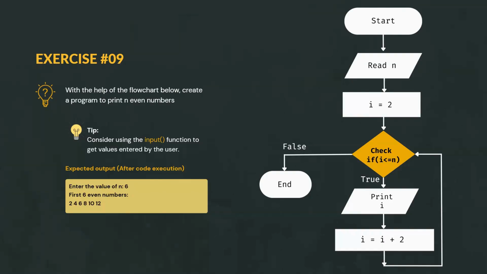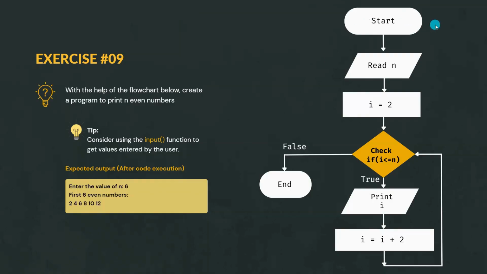Today's exercise is super exciting because we are going to print the first n even numbers. If you have just started coding, this is a perfect way to understand loops and how Python can generate sequences of numbers automatically. And here is what our flowchart tells us.